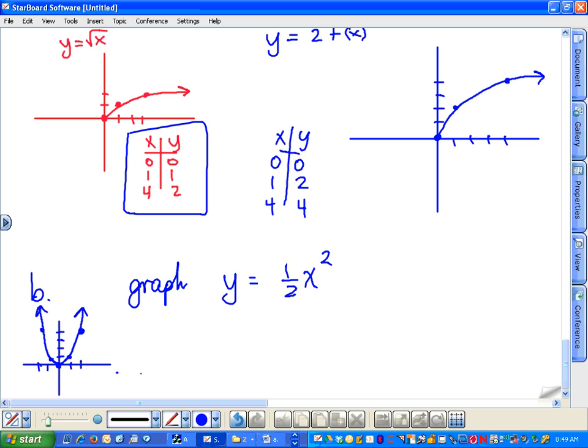If we listed those points on a graph, we have (-2, 4), (-1, 1), (0, 0), (1, 1), and (2, 4). Those are points on the parent function, y equals x squared.